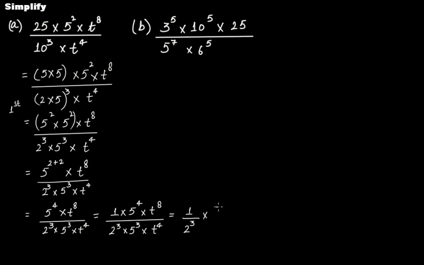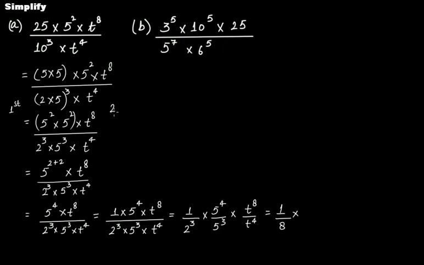times 5 to the 4th power divided by 5 to the 3rd power times t to the 8th power and t to the 4th power. Now this is what? 1 divided by 8, right? 2 times 2 times 2. Now multiplied by this 5 to the 4th power divided by 5 to the 3rd power.